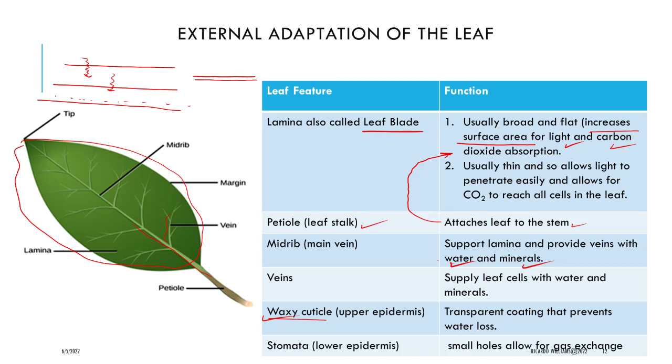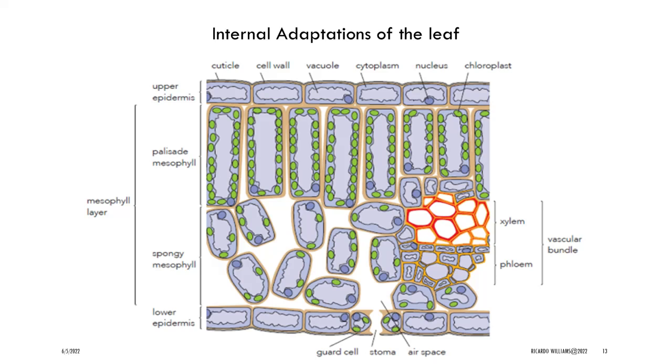Now let us look at the internal sections of the leaf. The internal section of the leaf, as you can see from this diagram, basically has different types of cells arranged in different ways.